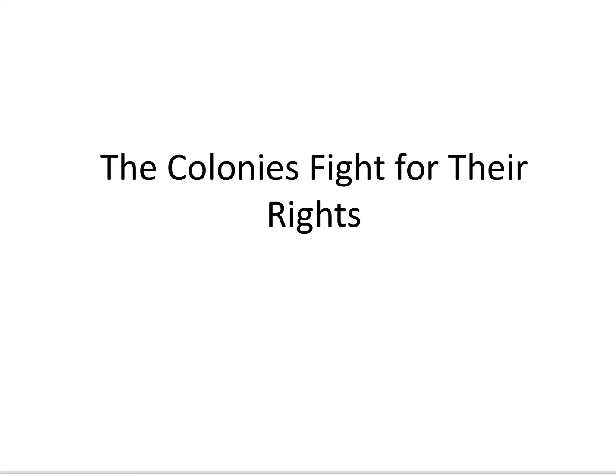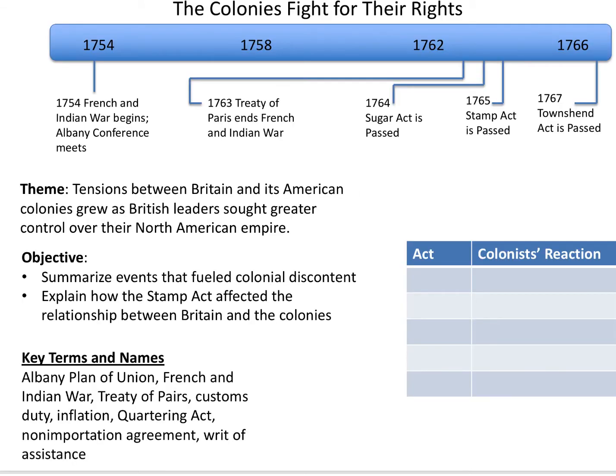Now we'll move on to the colonies and how they grow angry against the mother country, England. So here we are on our timeline, and it's important to know that the tensions between Great Britain and its American colonies started to grow as British leaders sought greater control over the North American empire.